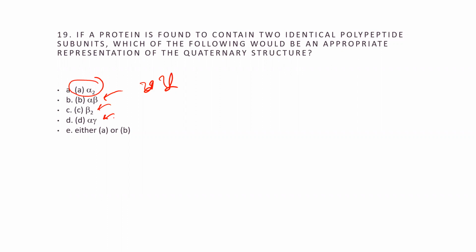It depends on whether they're identical or not. In theory, if you had 16 polypeptides that hung out together, you'd have alpha 16. If 8 of them were one kind of polypeptide and 8 of them were another, you'd have alpha 8, beta 8. The key thing here is you see the two identical. If it was two unique, what would be the answer? Make sense?